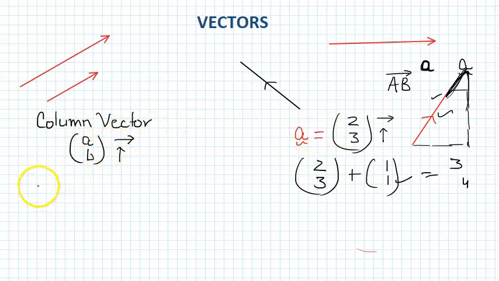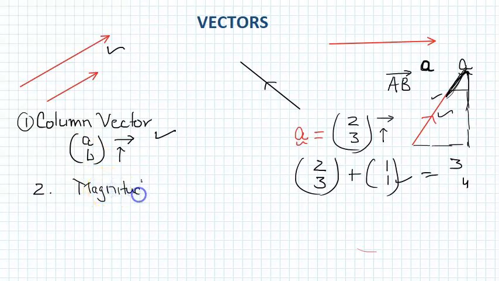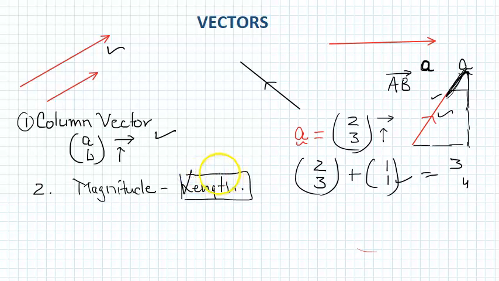Now, the first thing was about the representation of vectors, whether in the form of an arrow or in the form of the column vector. The second thing is magnitude. Magnitude is a kind of fancy word. It means the length of the vector. That's all. If somebody wants to know the magnitude of a vector, you just say the length of the vector. But there is a formula.